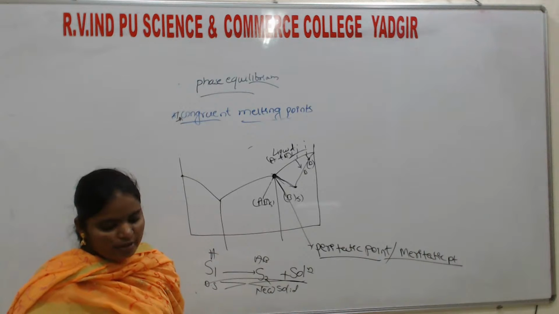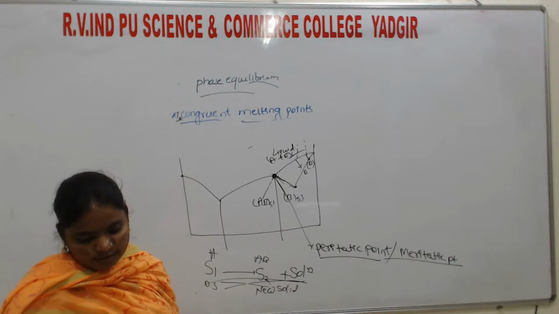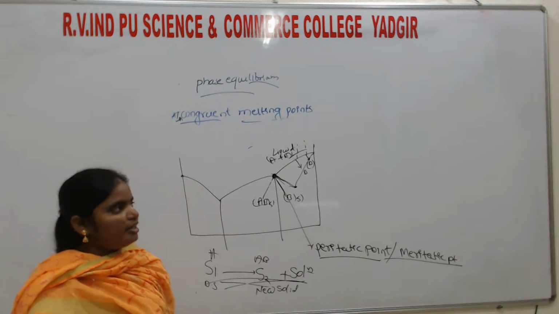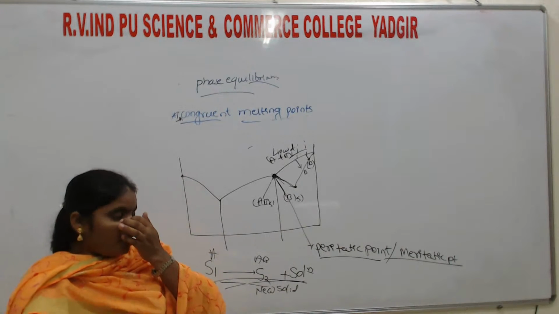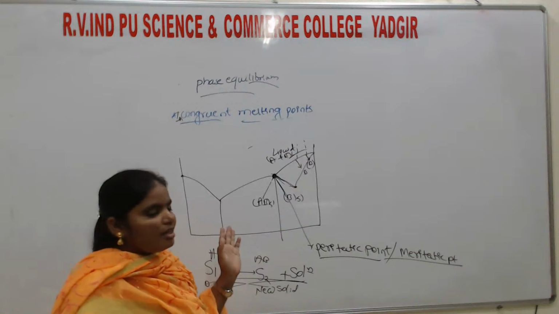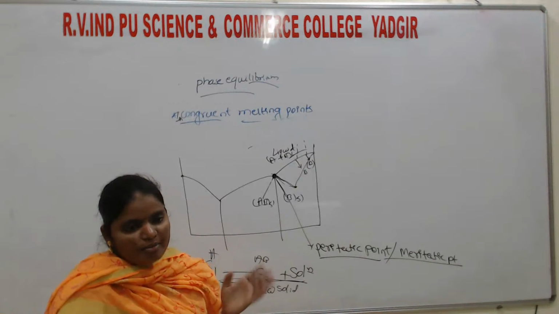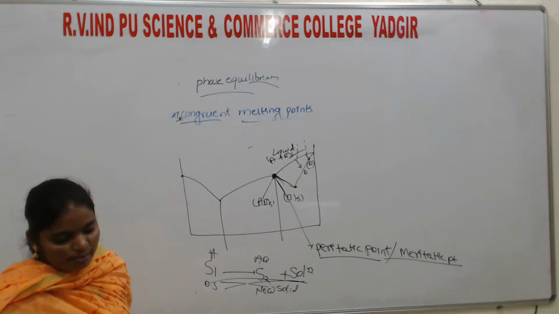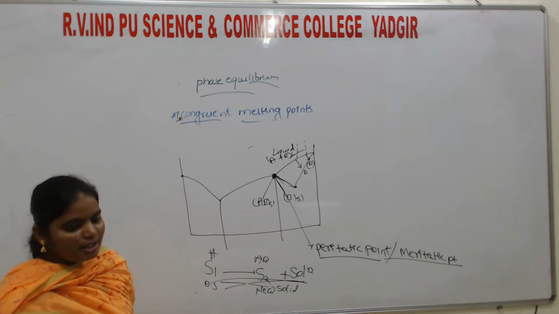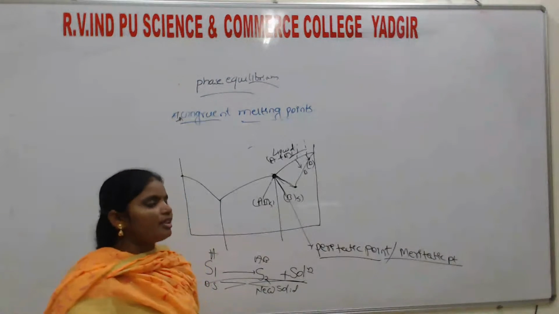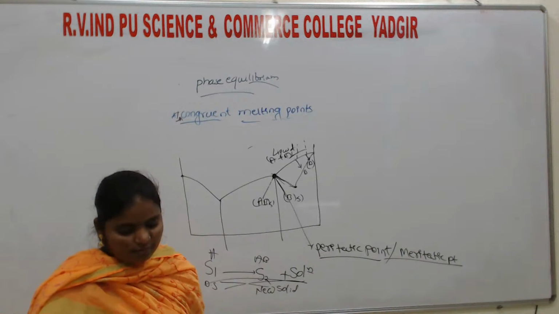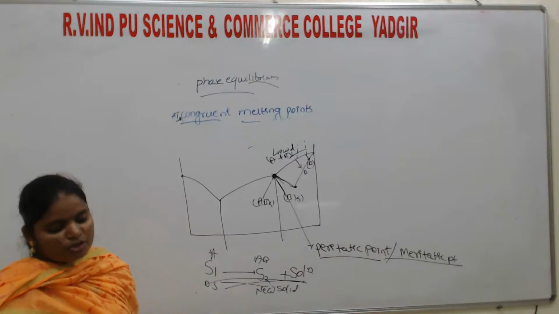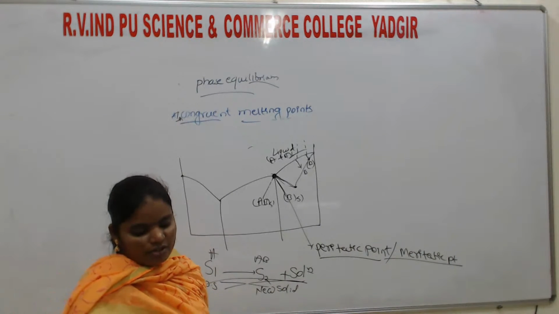Incongruent melting point: in many systems, two components combine to form a new compound, and instead of melting congruently, the compound decomposes when heated, giving a new solid phase and a solution with a composition different from that of the solid phase.